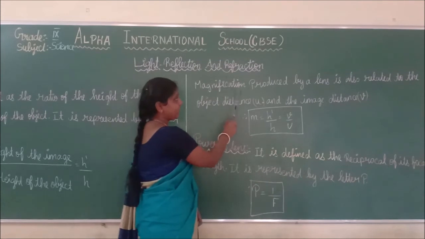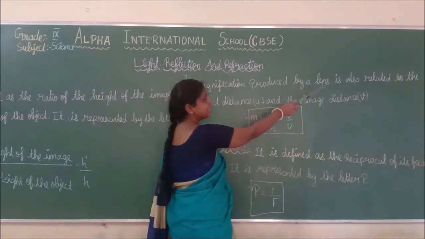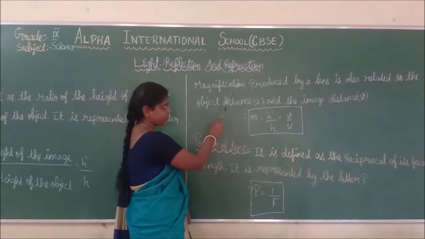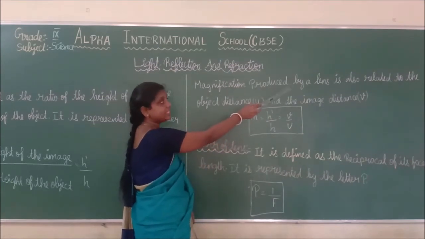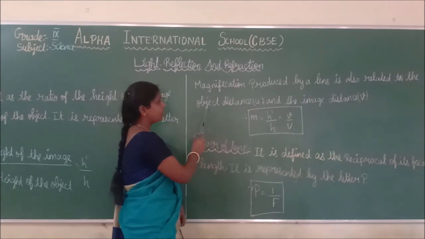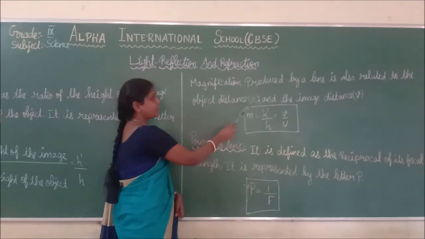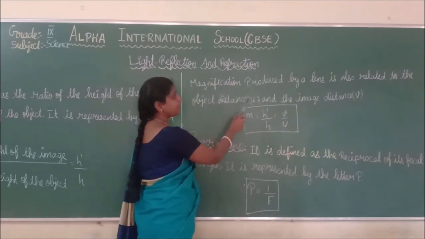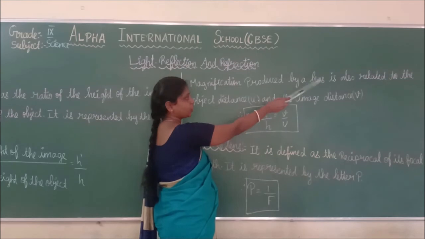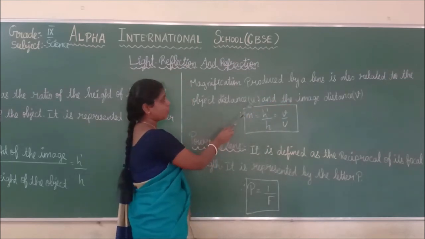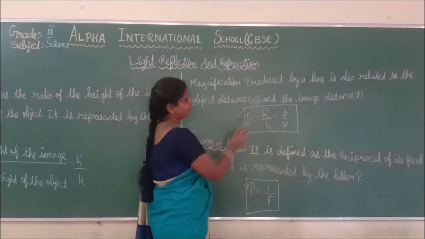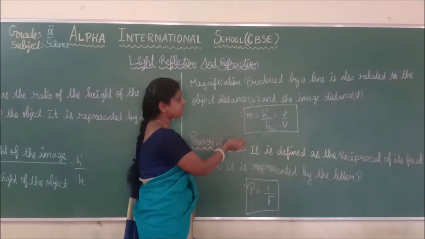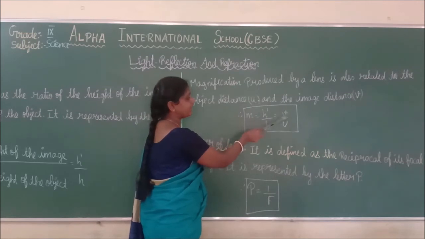Next, magnification produced by a lens is also related to the object distance u and the image distance v. Therefore, magnification is equal to h dash divided by h, that is equal to v divided by u.